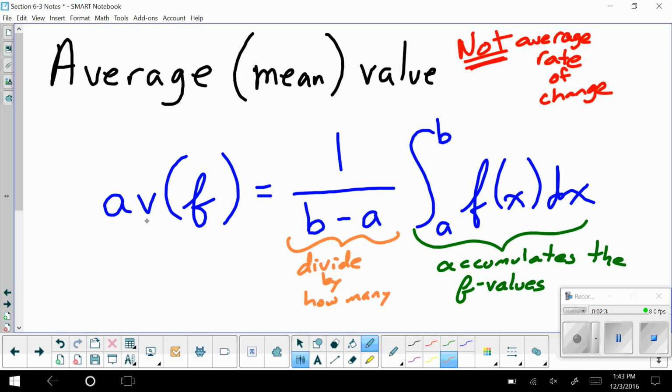So the average value, and that's what AV stands for, average value of the function is 1 over b minus a, which are the endpoints of our domain, times the integral from a to b of our function, and that integral accumulates the f values from a to b on that domain. And this gives us our average value.